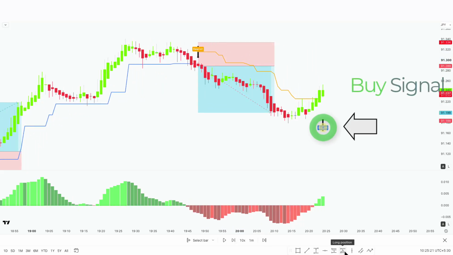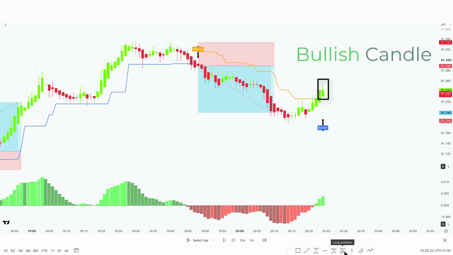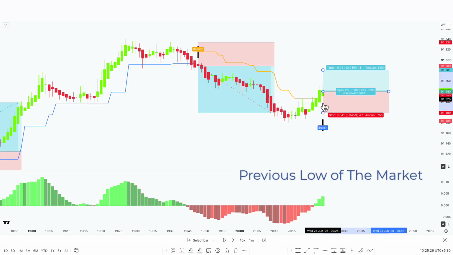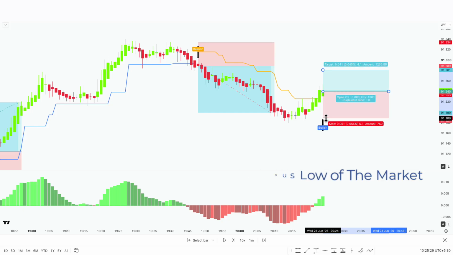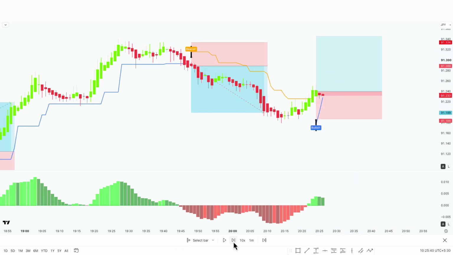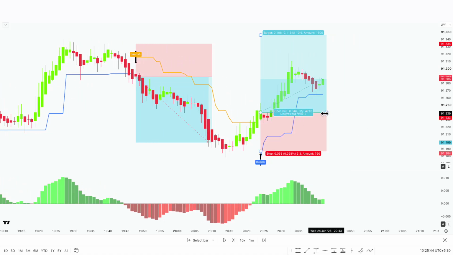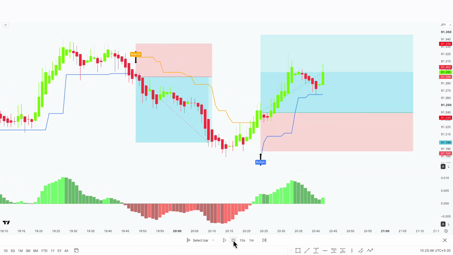Here the Domination PRO arrow up is a bullish signal, and the MACD4C indicator shows green columns. Here the market has made a bullish candle to give confirmation. So all our conditions are being fulfilled, so we are placing an order to buy. Our stop loss is to be placed at the previous low of the market, and the risk to reward ratio will be 1:2. Let's see what happens to our trade. Our trade is running in profit.